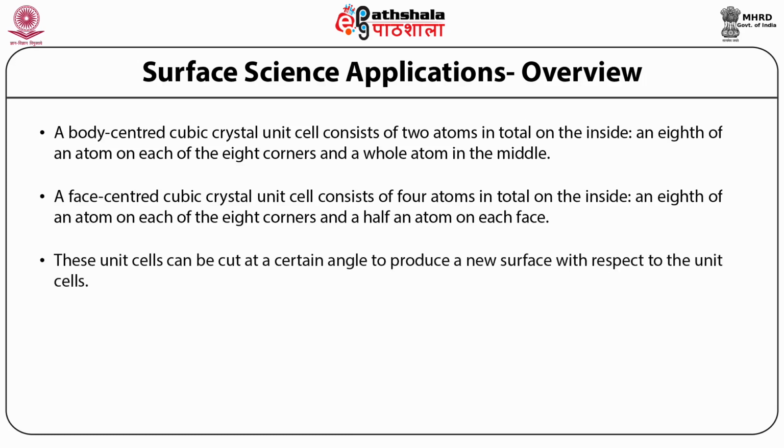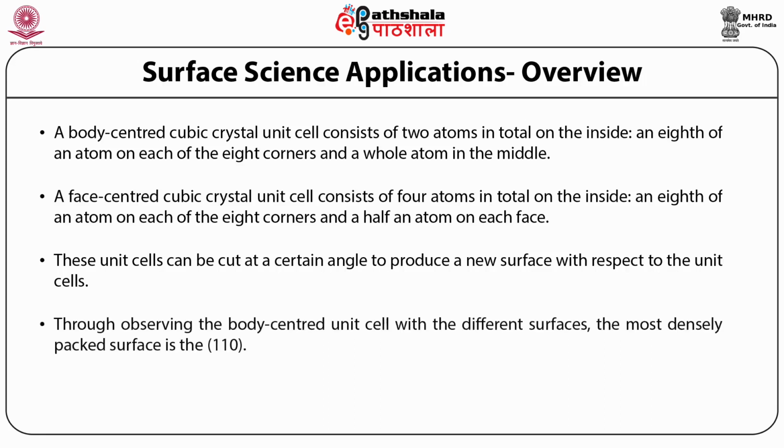These unit cells can be cut at a certain angle to produce a new surface with respect to the unit cell. The most common surfaces of a cubic crystal are 001 or 100, 110, and 111. These three common cubic surfaces of the body-centered and face-centered unit cells are shown by observing the unit cell with the different surfaces.